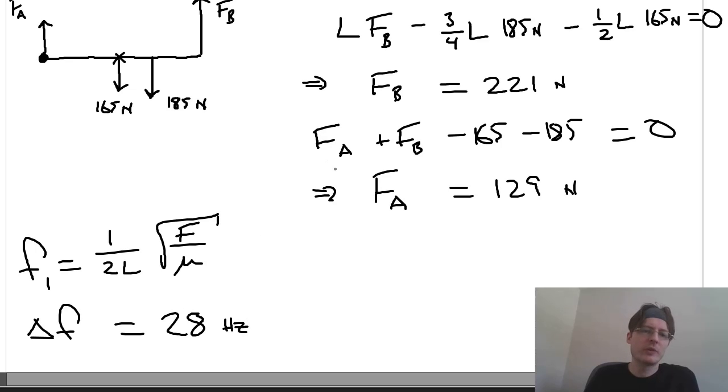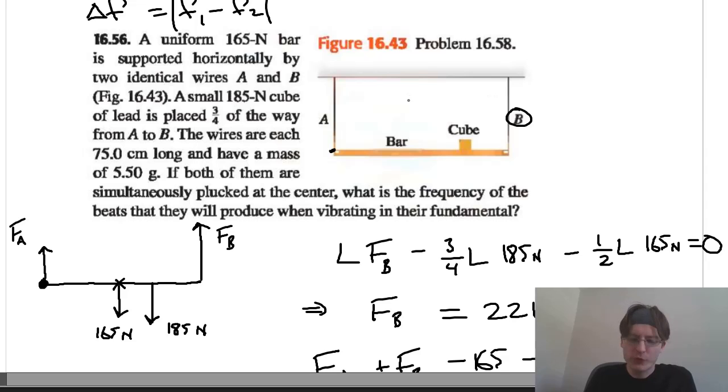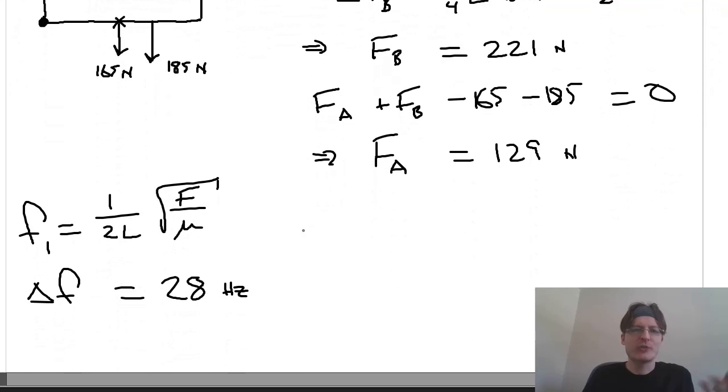the difference. So when you pluck both strings, you'll hear the average of their two pitches, but you'll also hear that sound fluctuate at about 28 hertz. That's the beat frequency.